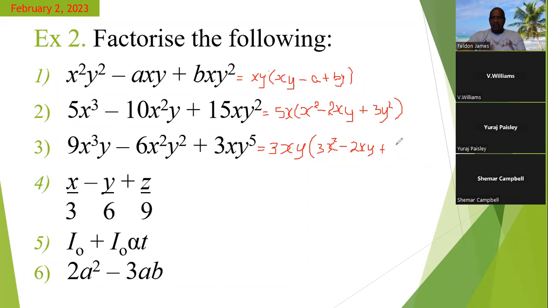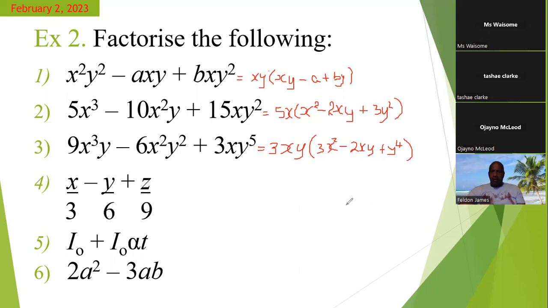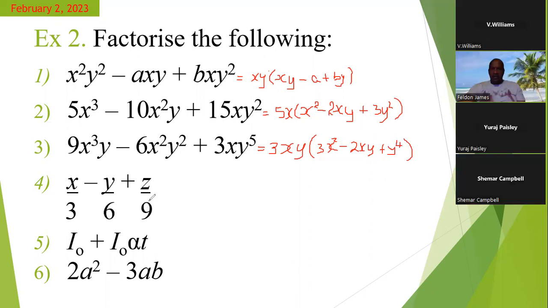So x would cancel out, sir, and we have y to the 4th power, sir. All right, so one of the y's would cancel out, leaving y to the 4th. All right. Thanks so much, Mr. Paisley. Anybody else got this answer? Let me see your hands. All right, very good. Who next would like to try the next question?